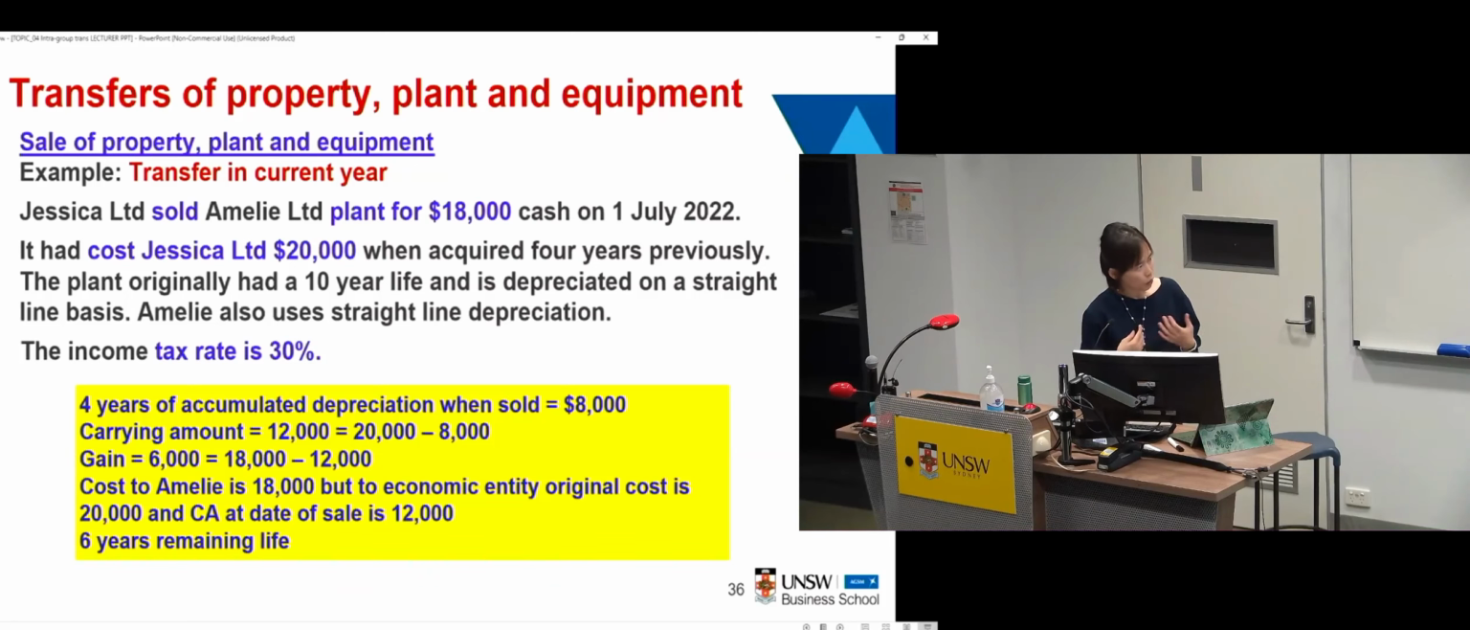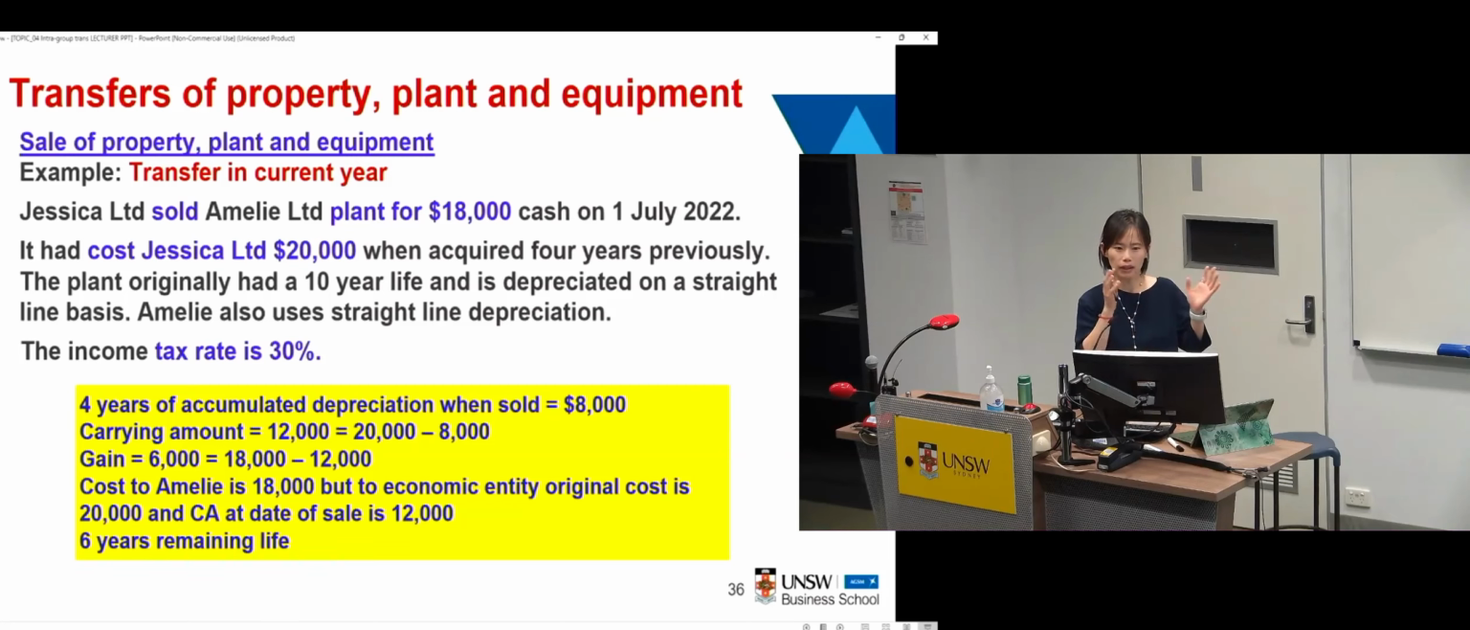What about from the group viewpoint? From the group viewpoint, the remaining depreciable amount is 12,000, represented by the carrying amount of the item immediately before the transfer. Using 12,000 divided by 6 years, the group should report depreciation of 2,000 each year. You can see the difference, again, is what you need to adjust for consolidation purposes.